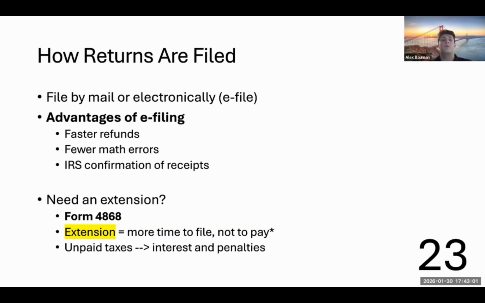Submitting the return. Once everything is completed, the return has to be submitted. Taxpayers can still file by mail, but nowadays most people e-file. Electronic filing speeds up refunds, reduces math errors, and gives confirmation that the IRS received the return. If someone can't meet the filing deadline, they can request an extension using Form 4868. This gives 6 additional months to file the paperwork. However, an extension does not mean they don't still have to pay on time. Any taxes owed are still due by the original deadline, and unpaid balances may lead to interest and penalties.